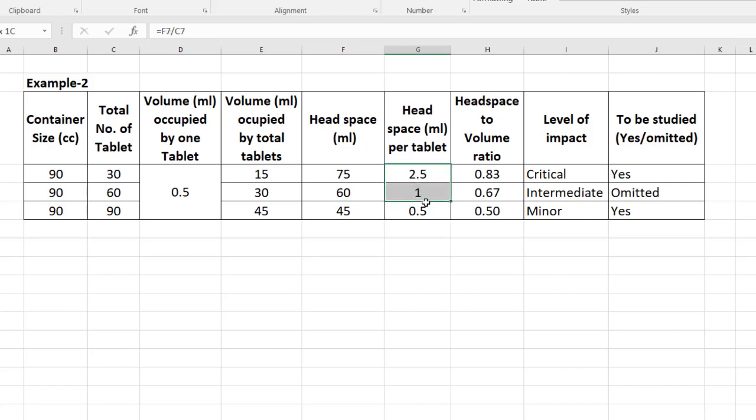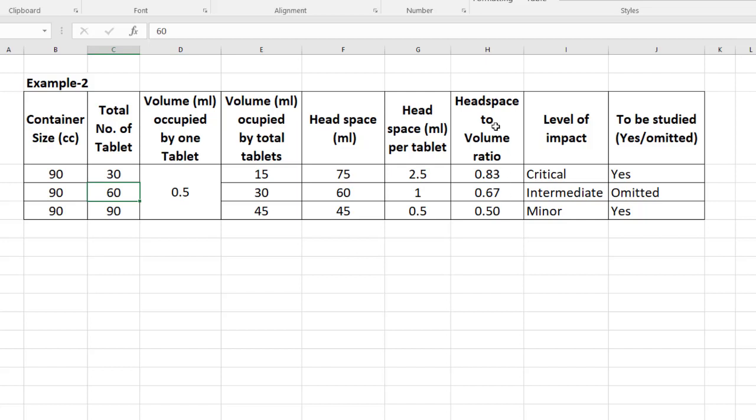Now by looking at these three figures, 2.5, 1 and 0.5, what you understand is that in case of 90 cc and 30 counts, there is a high exposure of the tablets because the headspace available is much higher as compared to 60 counts, as compared to 90 counts. And if the headspace available is more per tablet, there can be more exposure to humidity, more exposure to oxygen, and a better chance of thermal degradation. Because of that, the 2.5 headspace per tablet becomes the critical one, which is related to the 90 cc container and 30 tablets. Then the least one is 0.5, the 90 cc container and the 90 tablets. And then the intermediate becomes the 90 cc container and 60.